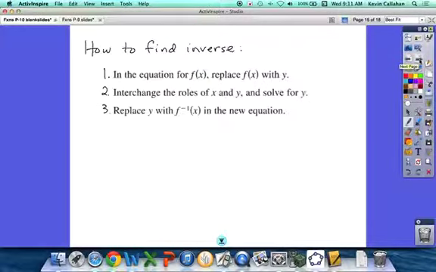Okay, so once we know that a function has an inverse, then we've got some pretty finite steps to actually find the inverse. And you should have seen these last year. If you want to copy them down, you copy them down, and then we'll use them on the next slide.